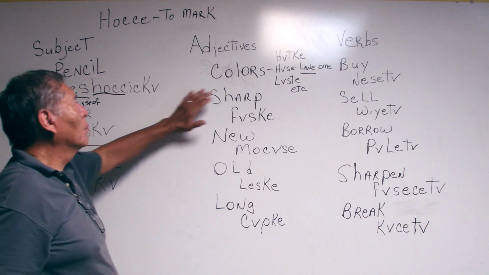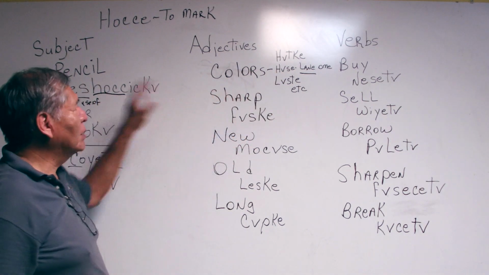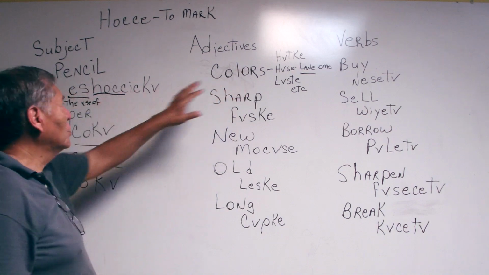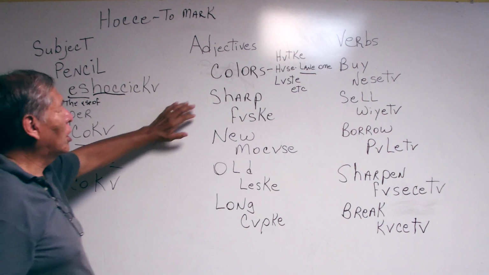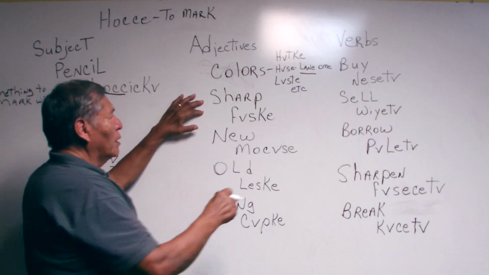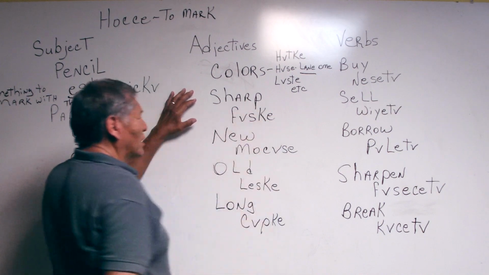And then we could say a white pencil, or a black pencil, or a yellow pencil. We can use these words to define a pencil. So we can define a pencil to be sharp, and it's fusky, which actually means sharp.